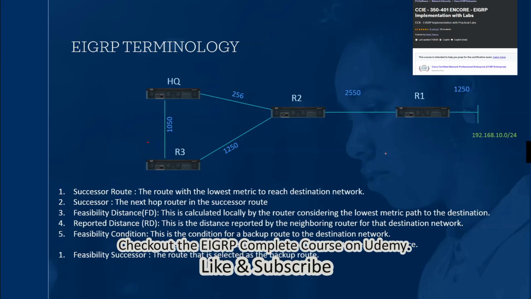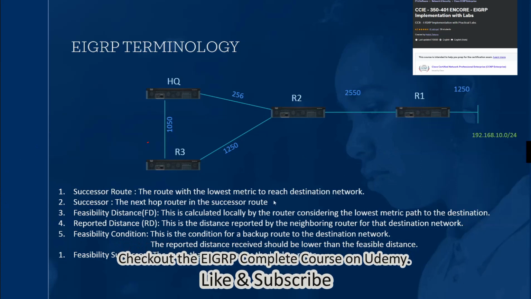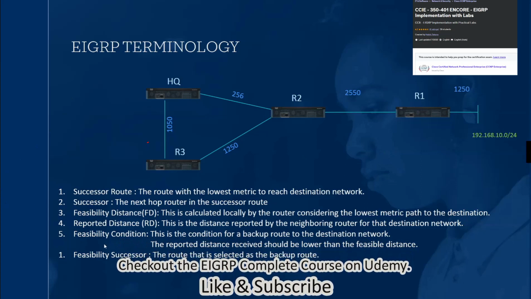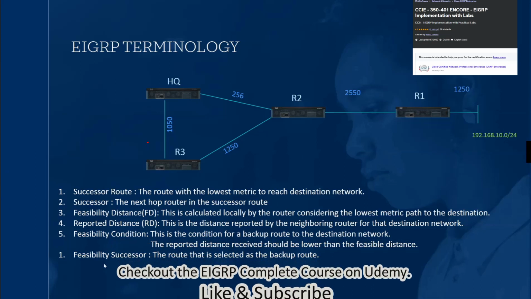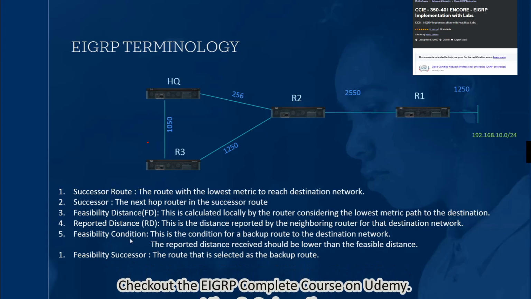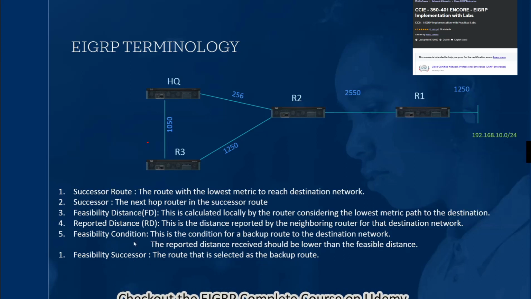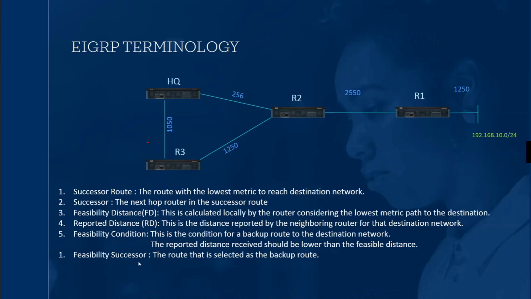to the destination network. The other two conditions, which basically guarantee a loop-free network, are the feasibility condition as well as the feasible successor. If these two are calculated properly, it guarantees that the condition is met and a backup route, as well as a feasible successor, is there in the network. And this is what we will hopefully calculate in the topology that I am giving in front of you.